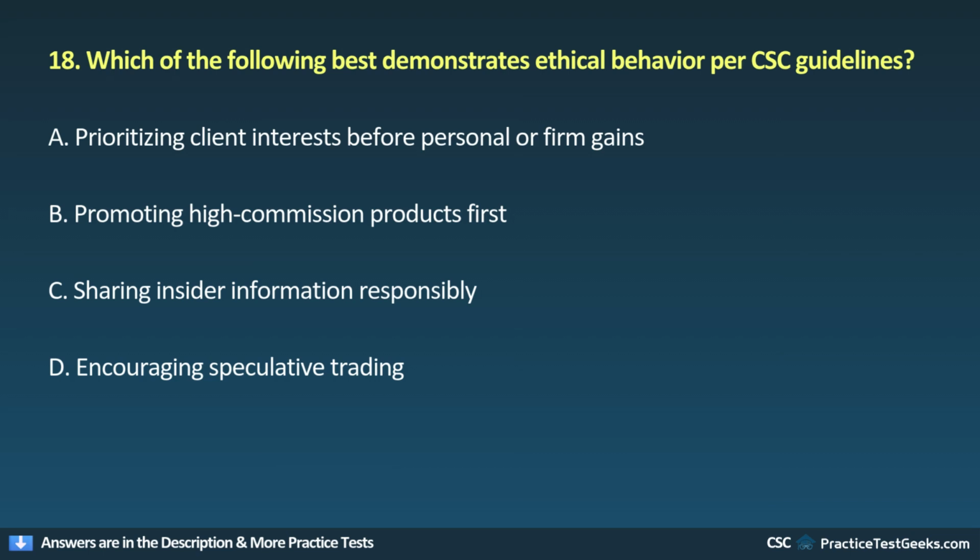18. Which of the following best demonstrates ethical behavior per CSC guidelines? A. Prioritizing client interests before personal or firm gains. B. Promoting high-commission products first.